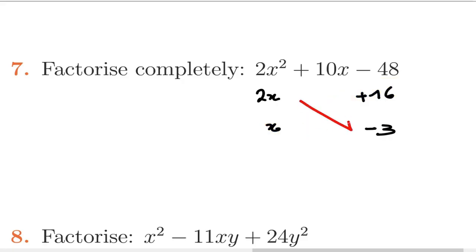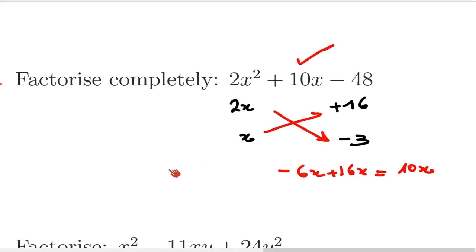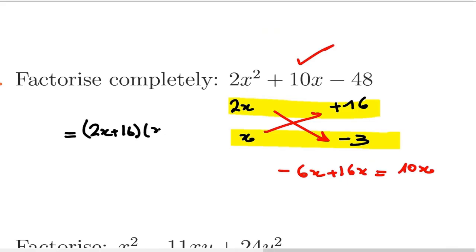Let me do it this way. It went from minus 6x to plus 16x. That's 10x. There is only one solution to this. There is an alternative. That's it. There isn't a second one. Therefore, I said it equals. We are taking it horizontally, like this: 2x plus 16, x minus 3.